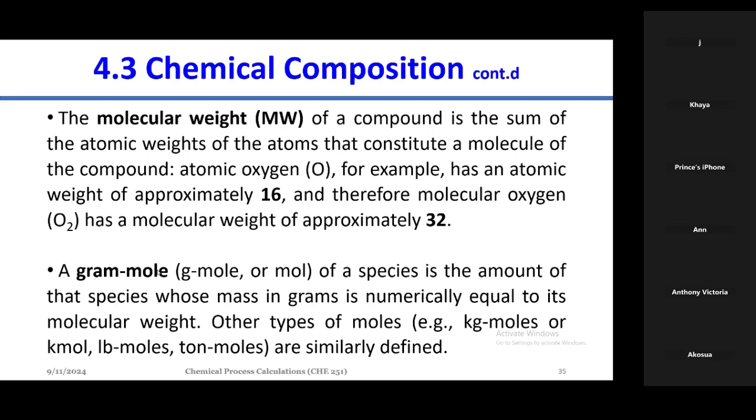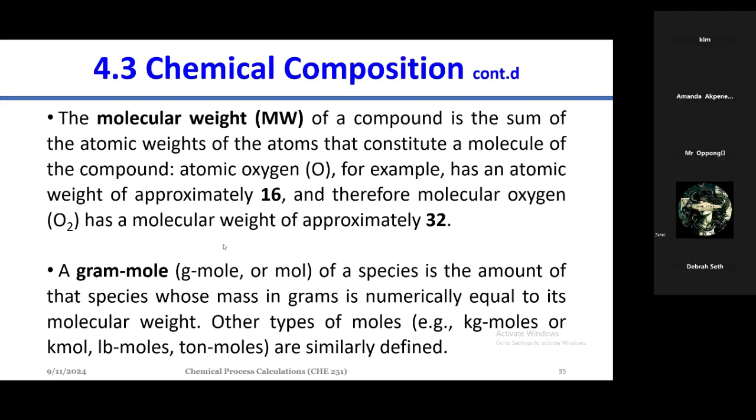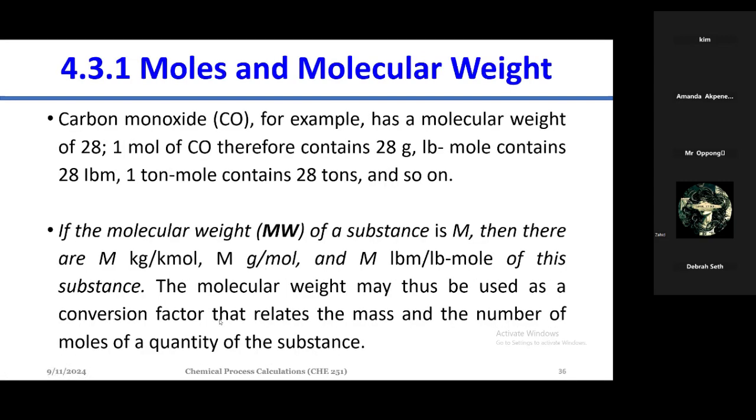The same thing applies here. When you see kilogram moles, just know that it's kilomoles. So kilogram moles is the same as kilomoles. So anytime you see this, you should take note. They are the same. And you guys did organic chemistry, so you know much about this molecular weight.